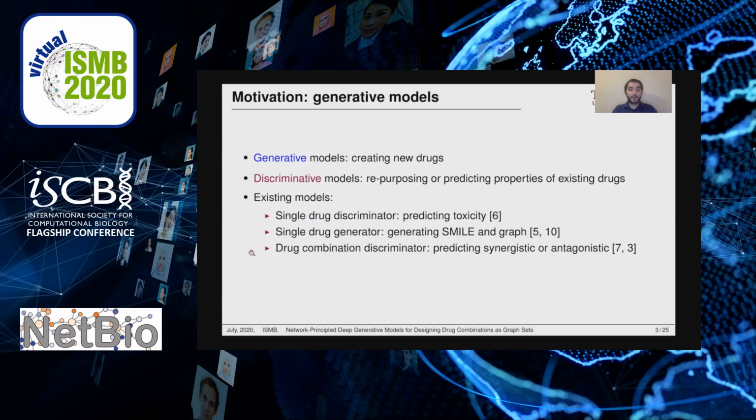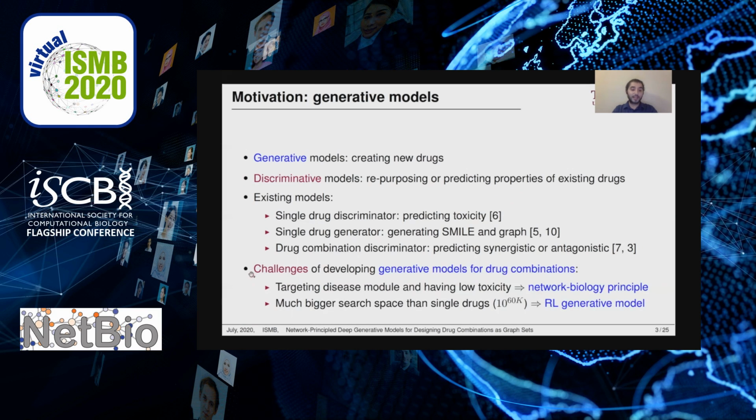But in drug combination therapy, we only have drug combination discriminative models for up to K drugs. They usually predict the synergistic or antagonistic property of these drugs together for a given disease. But there is no drug generative model for drug combination. However, there are challenges for developing a generative model for drug combinations.